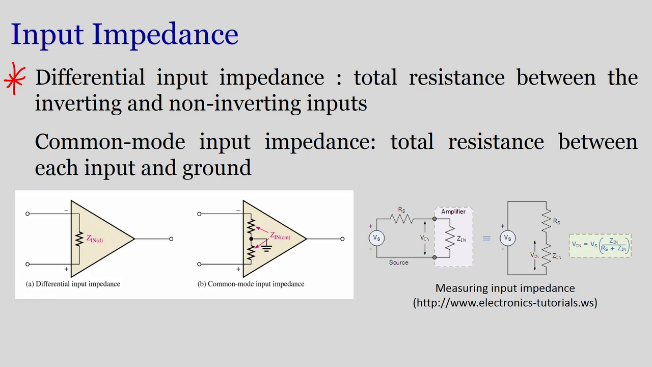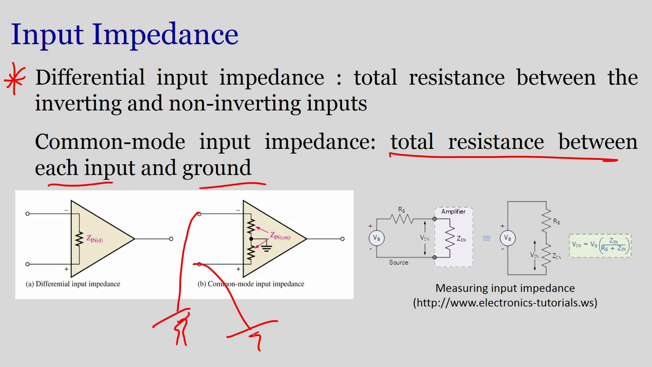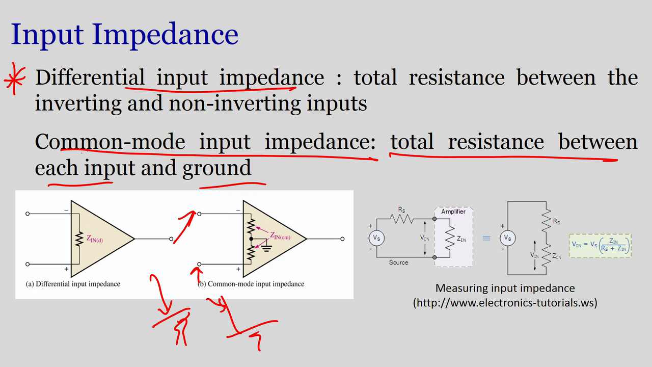What is common mode input impedance? Common mode input impedance is nothing but the total resistance between each input and ground. That means the resistance between the non-inverting terminal and ground, or between the inverting terminal and ground. What is the resistance between this terminal and ground? That will be your common mode input impedance. One is your differential input impedance, another one is your common mode input impedance.